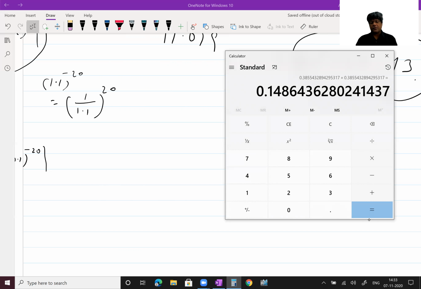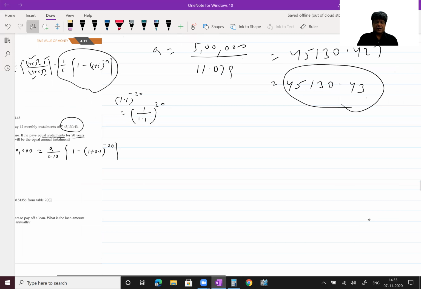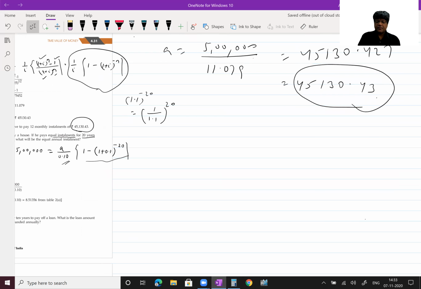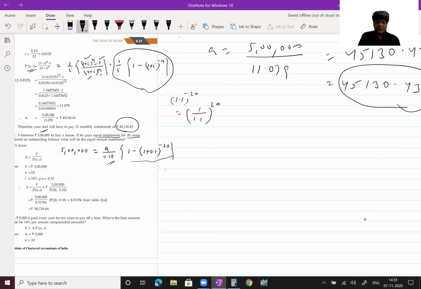And then after that, it was 1 minus this. But we are doing minus 1 is equal to, so a minus sign will come. To remove that, press the plus minus sign. Now this portion you have calculated. Divided by what? 0.10. So divided by 0.10, that is equal to 8.5135.